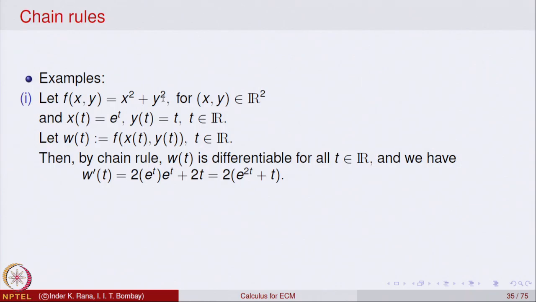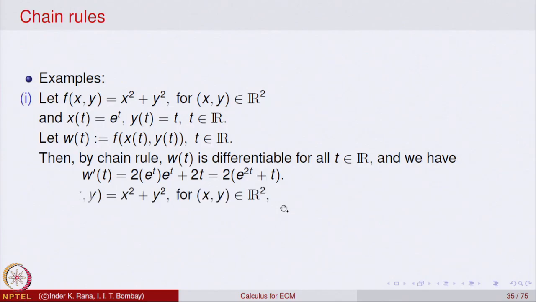The partial derivative of f with respect to y is 2y, and y is equal to t. So, that is 2t times dy by dt. dy by dt is equal to 1, so that is only 2t. So, using chain rule, the derivative of w with respect to t is this expression, which you can simplify into 2 times (2 e raised to power 2t plus t).